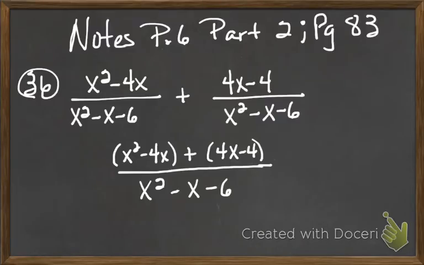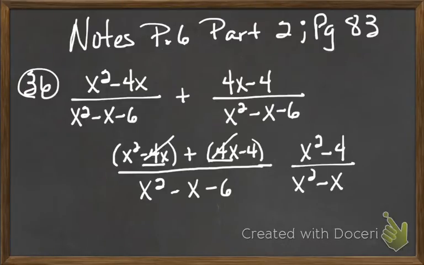What's going to happen with the -4x and the +4x? They're going to cancel out, and then in the top you're going to be left with x squared minus 4, and in the bottom you're going to be left with x squared minus x minus 6. So this is a fairly simple problem. You already have a common denominator. You're writing that as one big fraction and adding your numerators together.